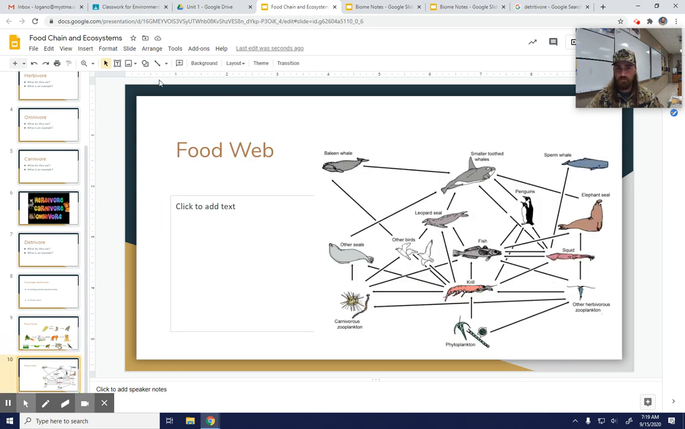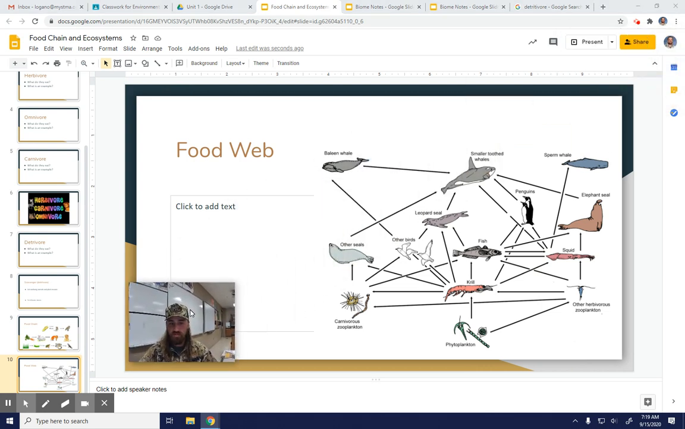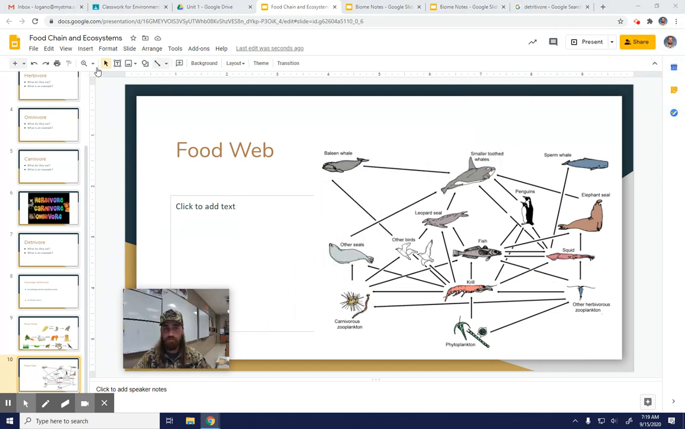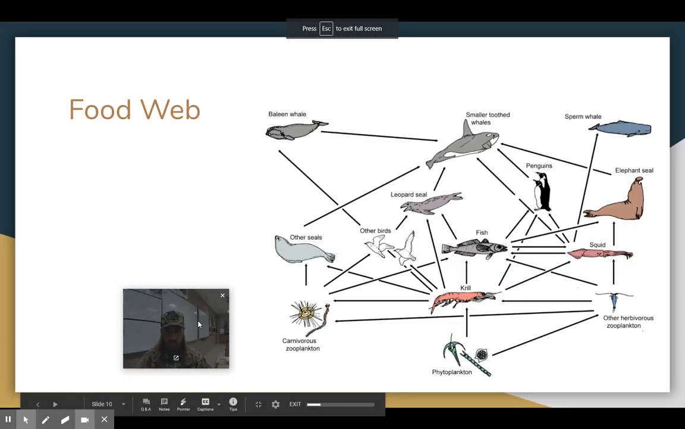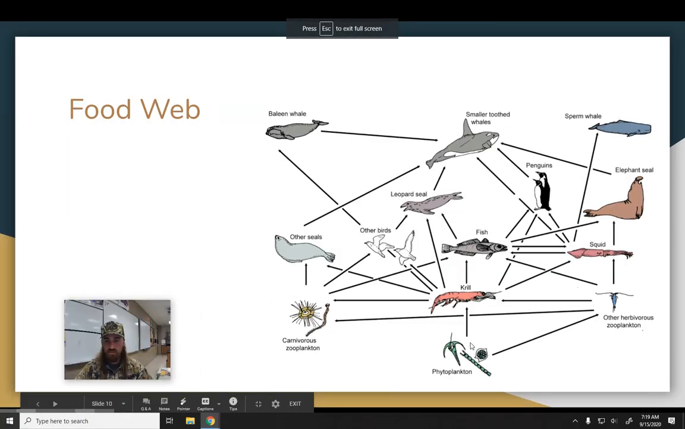We also get to food webs. With our food web, it's just a little bit more complex, a little bit more confusing. So let me make this full screen again. We still start off at our bottom. We still work our way up. And we still follow the arrows. So our arrow here is still showing is eaten by. Like the krill is eaten by the fish. The krill is eaten by other birds. Other birds are eaten by leopard seals. Leopard seals are eaten by smaller toothed whales. So make sure you follow them.